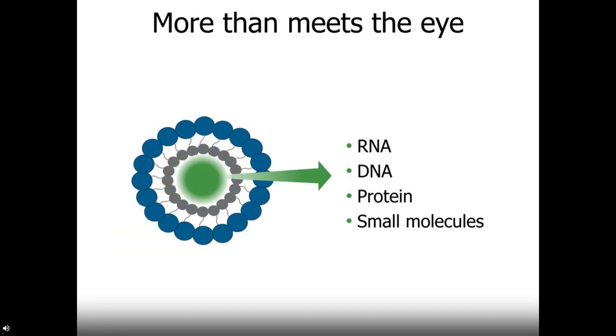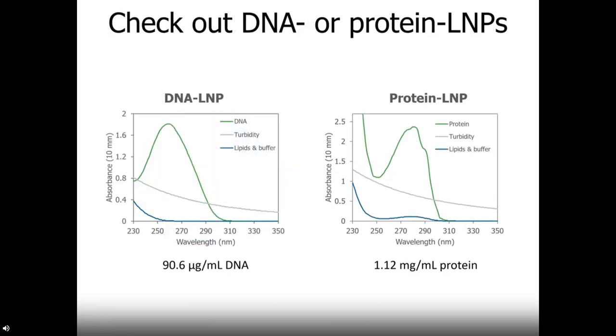RNA-LNPs are of course not the only nanoparticles out there. As mentioned in the very start of this presentation, nanomedicines have a broad area of applications. So let's take a look at some other potential payloads. These next graphs show results from Stunner on either DNA LNPs or protein LNPs. Stunner applies those same algorithms to remove the turbidity signal so you can get an accurate DNA or protein concentration without dyes or breaking down your particle.